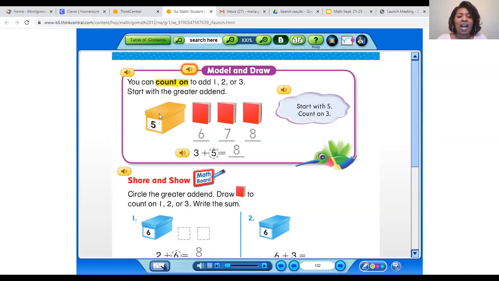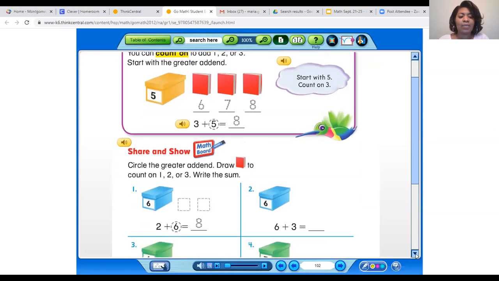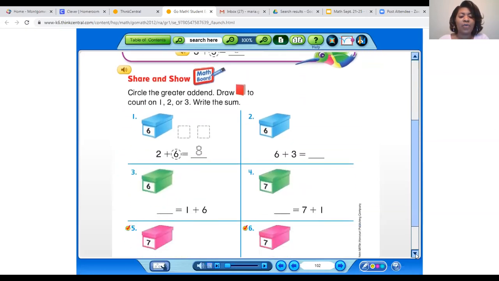So we're going to start with 5, and we're going to add 3. What number is bigger, 5 or 3? The number 5, that's right. So we have 5, and we're going to add on 3. So 5 is right here, and I'm going to add 3 more: 6, 7, 8. So this is what we have seen in our example. We figured out the greater addend, and we added 3 more to it, and we got our sum of 8.